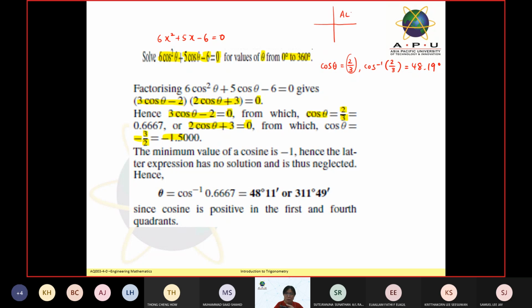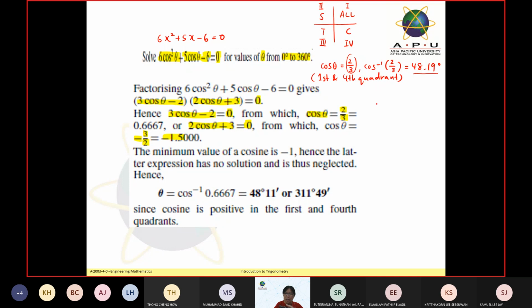Remember: all, second quadrant, third quadrant, fourth quadrant, science teacher are crazy. So cos is positive in the first and fourth quadrant. You need to know which quadrant it is. First and fourth quadrant.